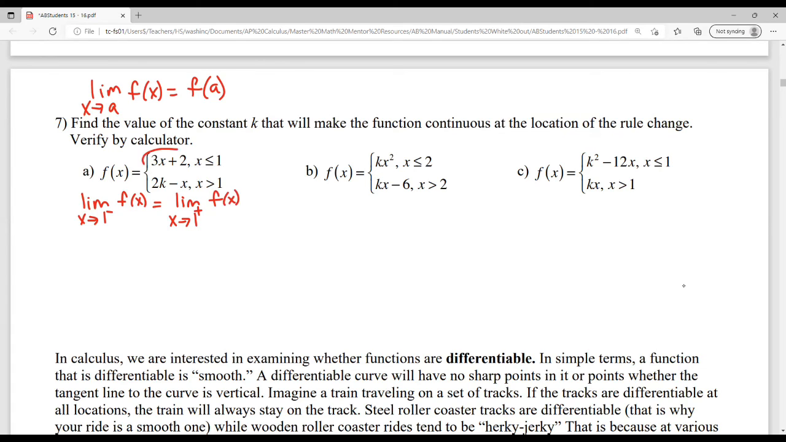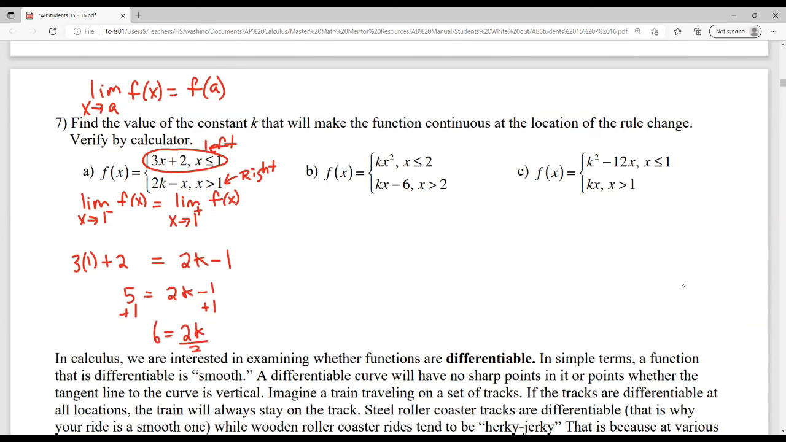Well, the left-hand piece is going to be this piece right here. So we get 3 times 1 plus 2, and that has to be equal to the right-hand side, which is 2k minus, we're going to plug 1 in for x, 2k minus 1. And then we're going to solve for k. We get 3 plus 2 is 5, equal to 2k minus 1. We add 1 to both sides. We get 6 is equal to 2k. And divide both sides by 2. 6 divided by 2 is 3. So in order for this function to be continuous at x equals 1, k must equal 3.